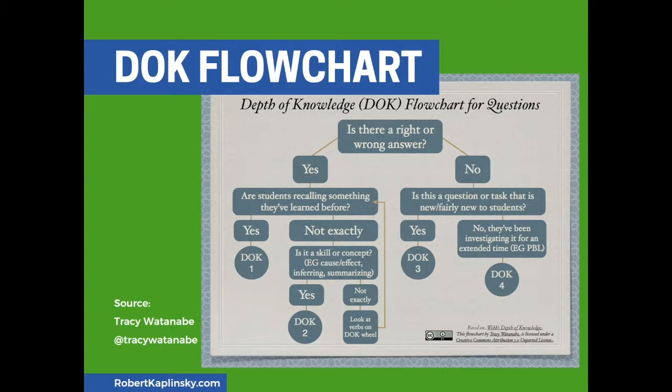Next, I have this DOK flowchart. I saw this in a presentation at a conference I was at. And again, I'm sure that this has the best intention, but I'm concerned that someone receiving this without thinking deeper about it will be set up for failure. For example, look at the pathway for DOK3. It begins with, is there a right or wrong answer? Which is a little confusing to me. I think Tracy means, are there multiple answers? But let's assume the answer is no. Then the next question is, is this a question or task that is new or fairly new to students? The answer is yes. Well, now you're doing DOK3.